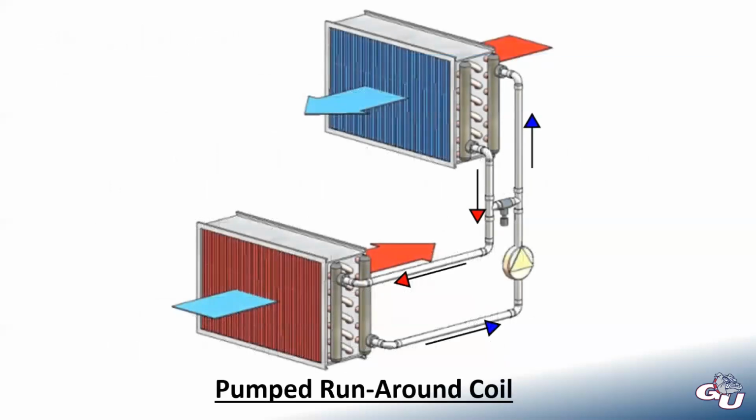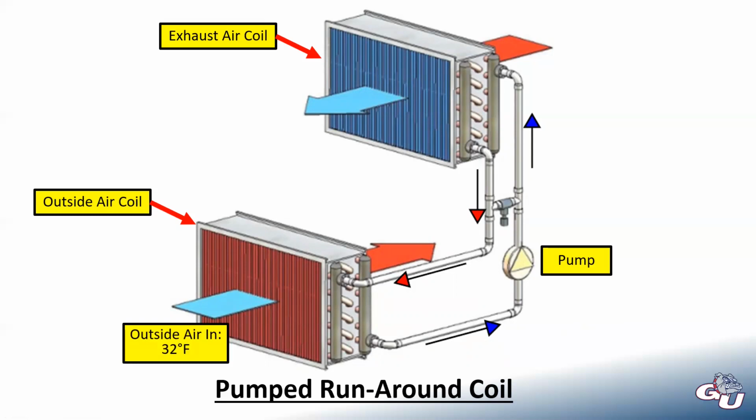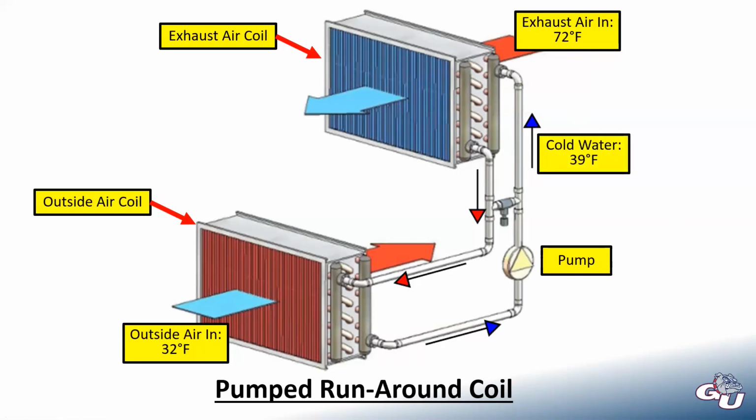This is what this looks like. So we have our outside air coil. You can see it's coming in cold, leaving warm. We have our exhaust air coil coming in warm, leaving cold. We have our pump to move water between the coils. And let's say our outside air coming in is 32 degrees. Our exhaust air in is at 72. And we're going to send cold water, say 39 degrees. This is all just hypothetical for this example.